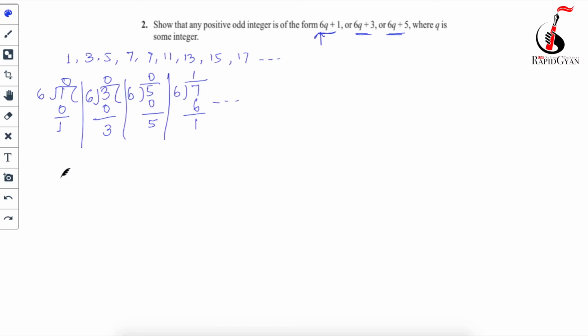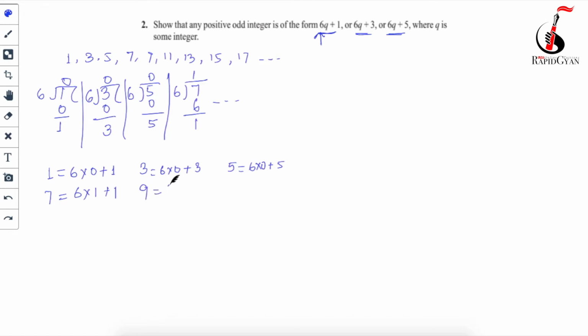So what pattern you will see, the first is 1. In the first case your dividend is 1. So 1 is equal to 6 times 0 plus 1. Okay. Next is 3 is equal to 6 times 0 plus 3. Okay. 5 is equal to 6 times 0 plus 5. Next if I go with 7, 7 will be equal to 6 times 1 plus 1.